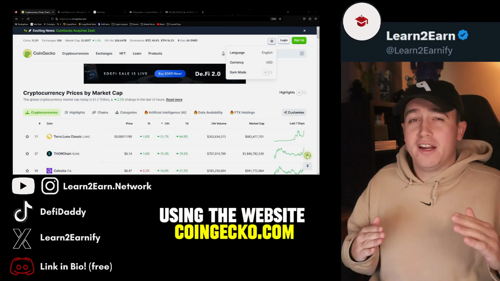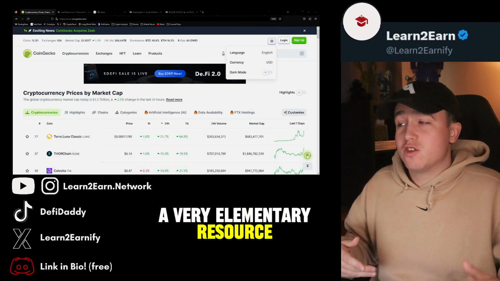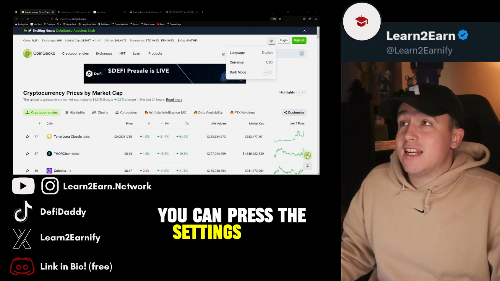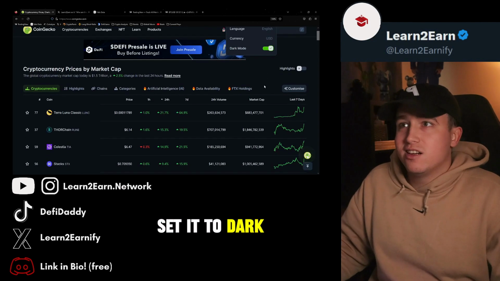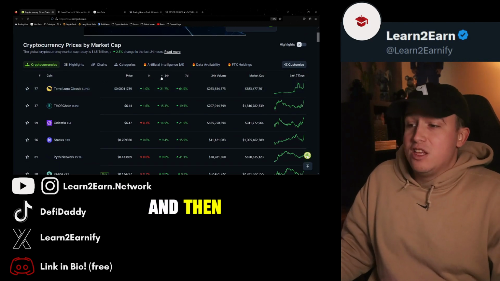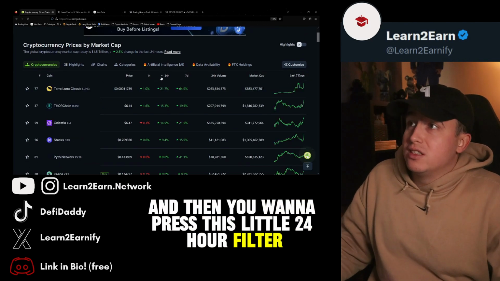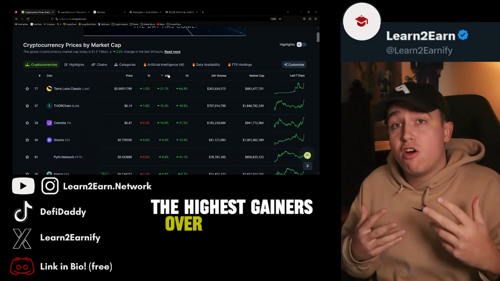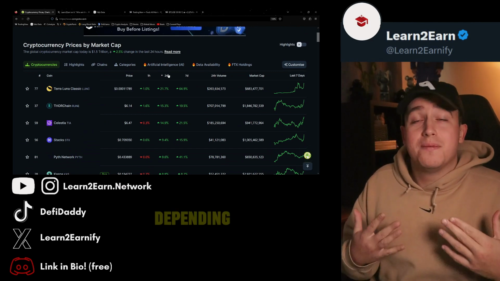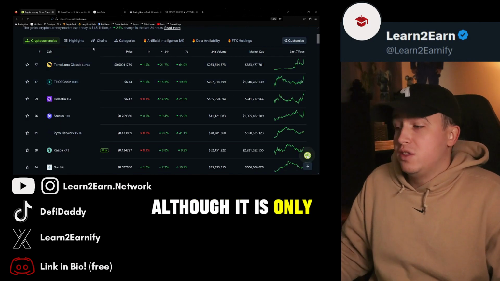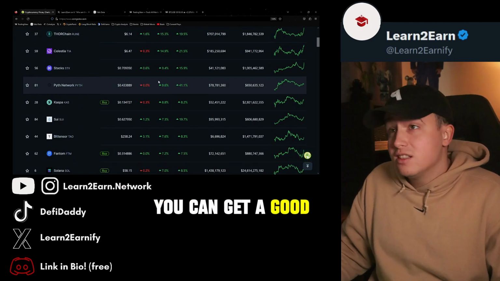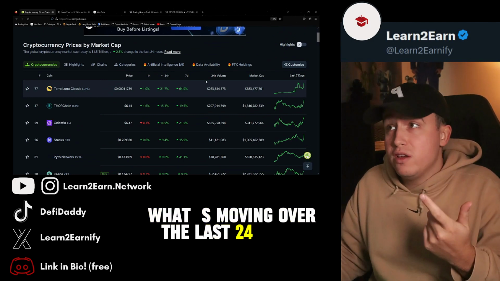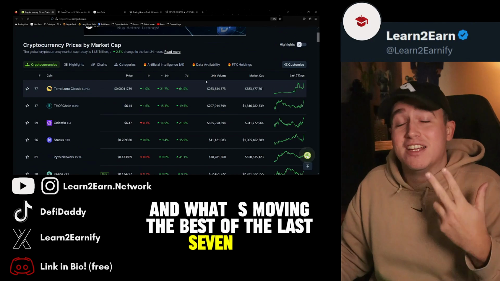Using the website Coingecko.com, a very elementary resource, you can get a better understanding of what's moving. You can press the settings wheel up here in the top right, set it to dark mode because I can't see anything. And then you want to press this little 24-hour filter right in the top middle there. Essentially, this is going to show you the highest gainers over the last 24 hours or the biggest losers, depending on which you pick. Although it is only going to sort through the top 100, you can get a good surface level understanding of what's moving over the last hour, what's moving over the last 24 hours, and what's moving the best over the last 7 days.